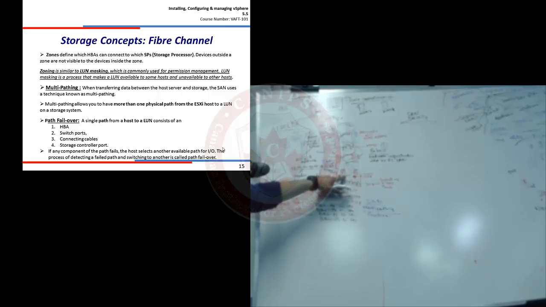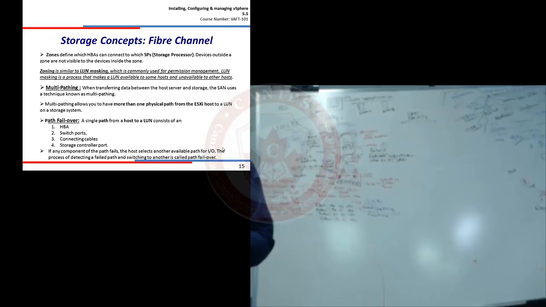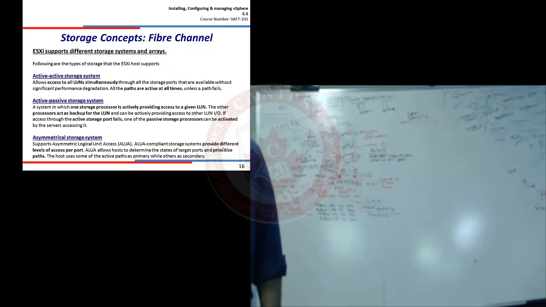If any component of the path fails, the host selects another available path for IO. The process of detecting a failed path and switching to another one is called path failover. So it automatically fails over to another path. This is actually a feature of multipathing. This is why it is most reliable, because now if one path fails, it automatically knows to connect to another path. It is the same thing we discussed before with network cards. You have a redundant path, they can fail over and they give you double speed.